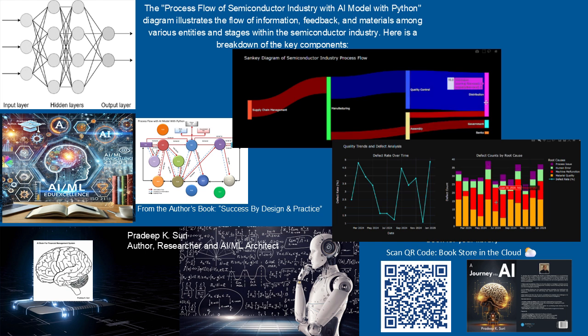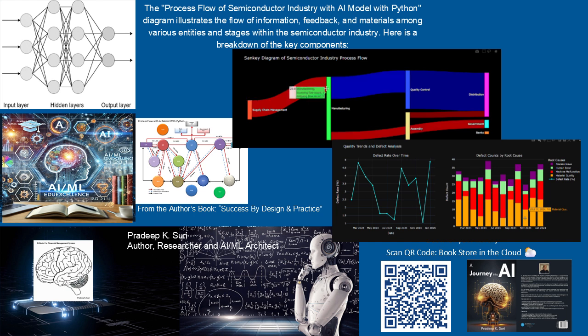Quality trends and defect analysis. Graphs showing defect rates, root causes, and improvement areas over time help managers track quality. Quality trends and defect analysis. Left graph, defect rate over time. Y-axis, defect rate, %. X-axis, dates.